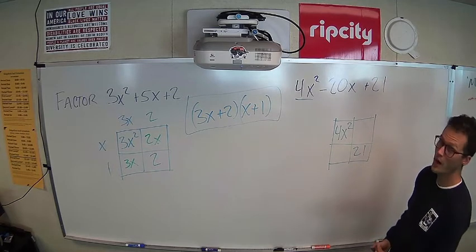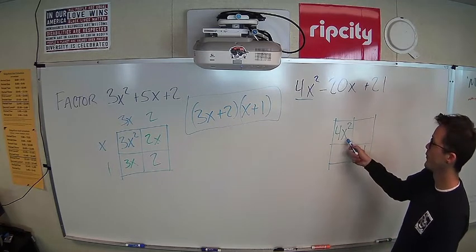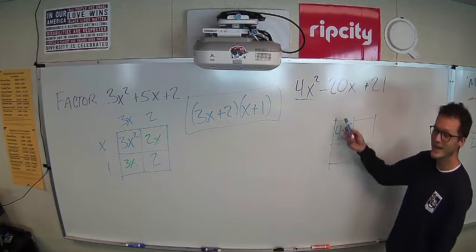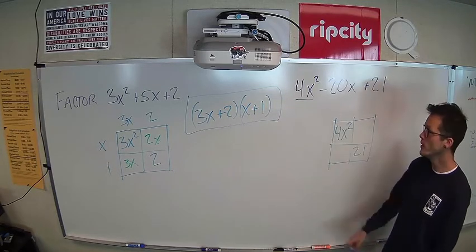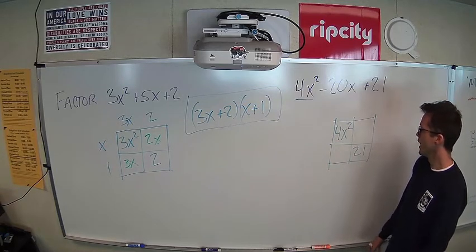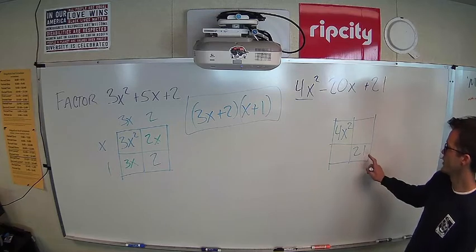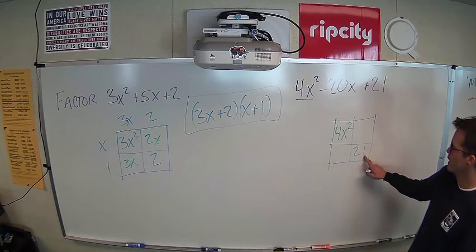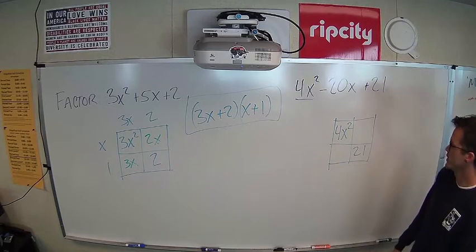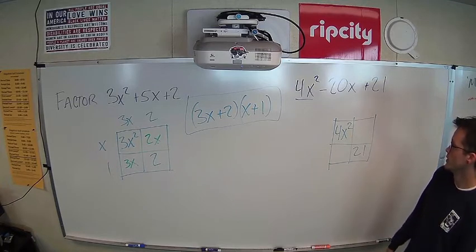Now, some options with this one, because 4x squared can split up multiple ways. There can be 4x and x. We can do 2x and 2x. Let's see. One thing I am pretty sure about here is the 21. I'm pretty sure it's going to be, oh geez, it could be 7 and 3. It could be 1 and 21. Ooh, I think it's going to be 7 and 3.